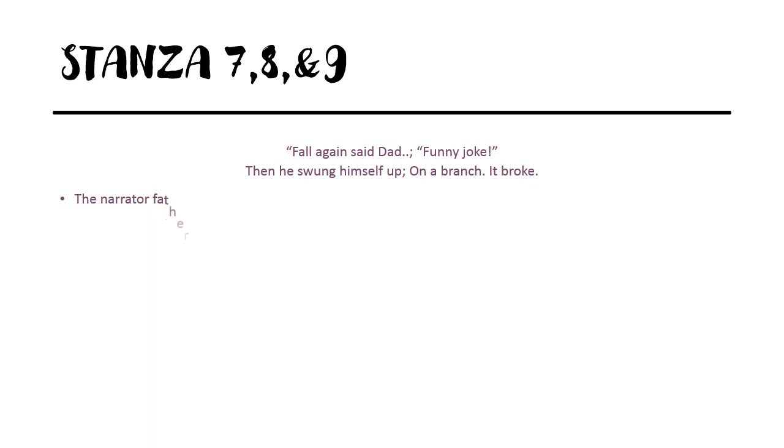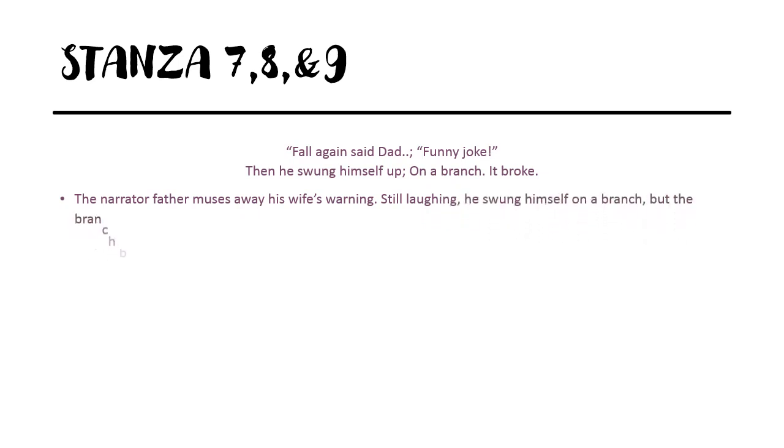The narrator's father mocks his wife's warning. Still laughing, he swung himself on the branch, but the branch broke and he again fell on the ground. Okay, he takes the warning of the wife very lightly. Oh, what are you talking? How can I fall again? Next stanza.